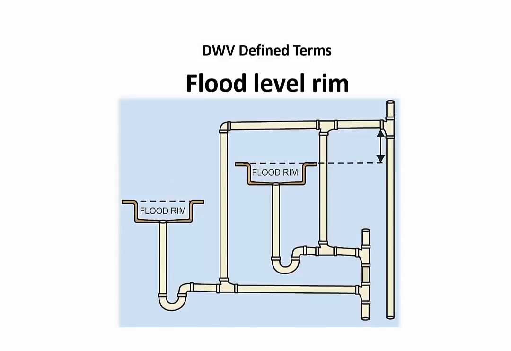The highest elevation that liquid can achieve in a vessel is considered its flood level rim. Vents for fixtures must rise above the flood level rim of every fixture served before connecting to other vents, as required by Article 2564, Sentence 1.